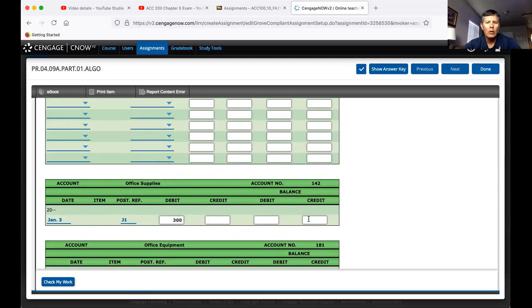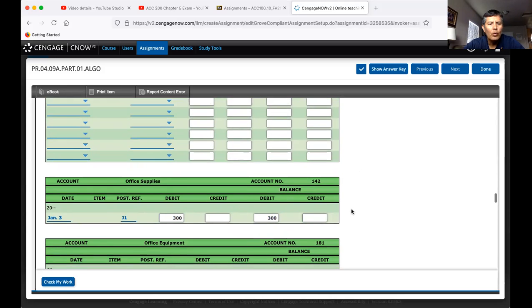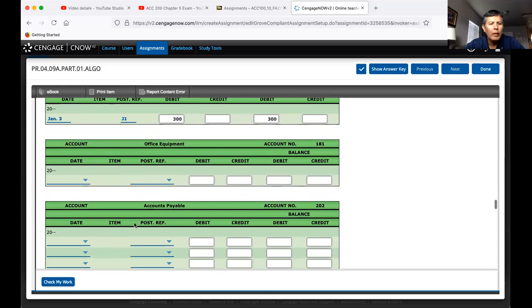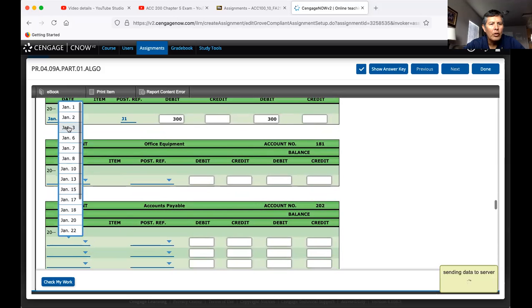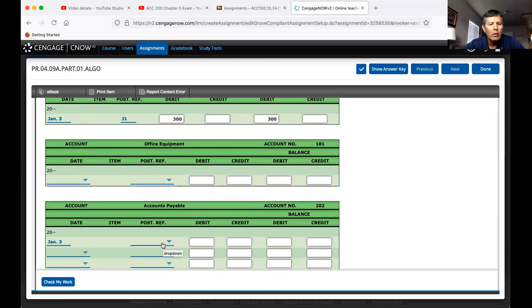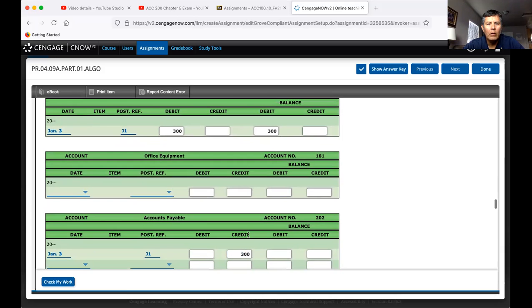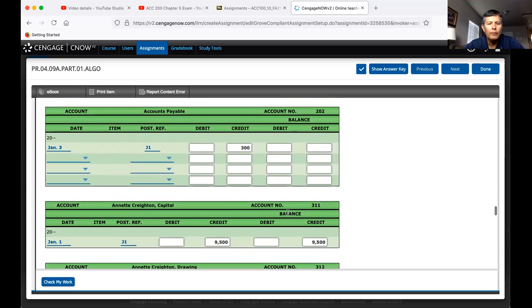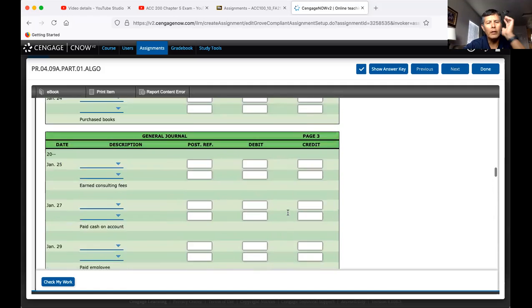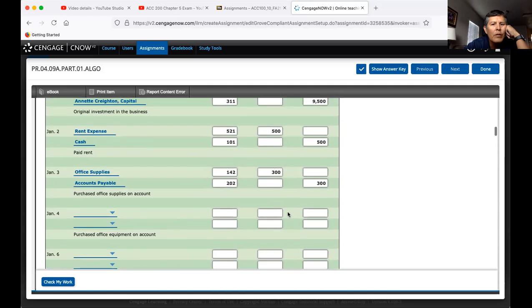Okay, that one's good. So our balance in this account is not going to be a credit balance. It's going to be 300 here. Okay. Now we go to our payable, accounts payable. That was January 3rd. This is going to be J1 again. J1 is your journal entry, page 1. So credit of 300. Okay, remember we have a debit. We debited up here, so we got a payable right there. Okay, so the third's done. So we just go through each of these.